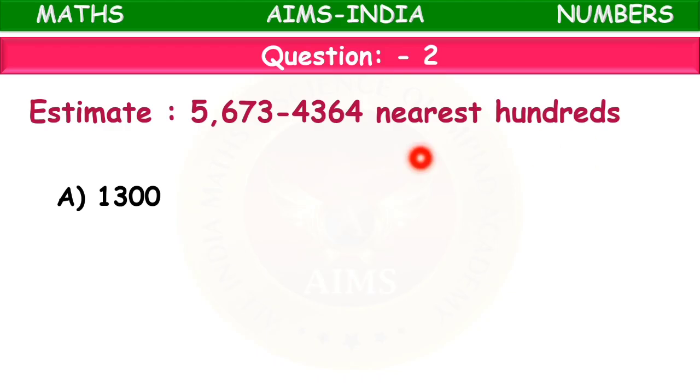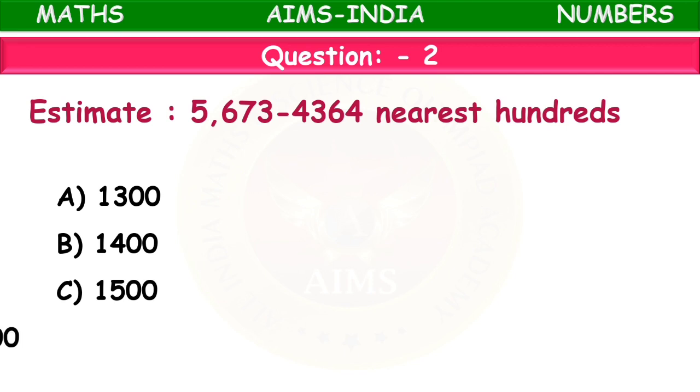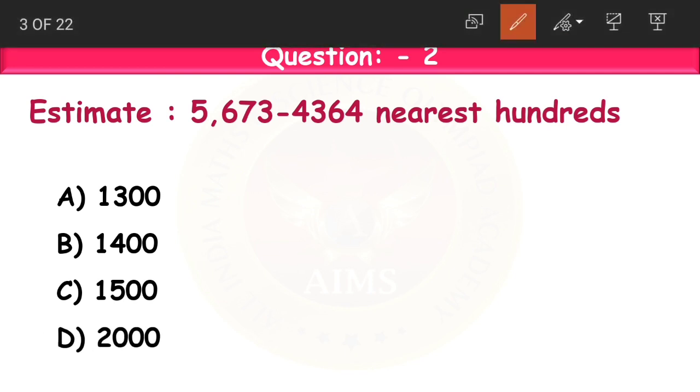Estimate 5673 minus 4364 to the nearest hundreds. Option A 1300, option B 1400, option C 1500, option D 2000. Again, what will be the first step? First estimate the numbers and then find out its difference. Now what are they asking us to do? They are asking us to round off to the nearest hundreds.